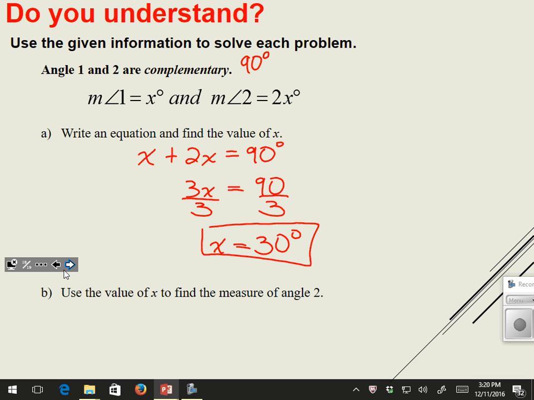Now let's look at part B. Use the value of x to find the measure of angle 2. Well, if you look at this, the measure of angle 2 is 2x. How do I figure out the measure of angle 2? Well, isn't x 30 degrees? So, measure of angle 2 equals 2x. I'm going to substitute in 30 into x, and therefore the measure of angle 2 is going to be 60 degrees.